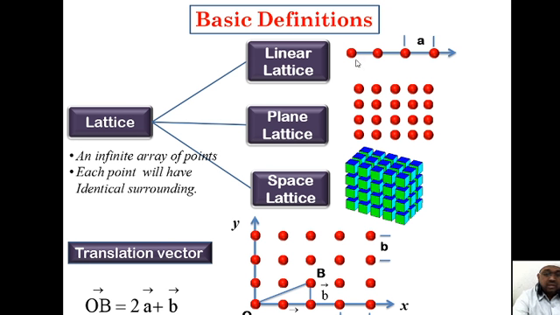You can see this is a one-dimensional arrangement, an array of imaginary points, and the distances between them are identical. That is nothing but what you will write as a magnitude of a. And see why each point will have the same identical surroundings. This point and this point and this point, with respect to any of the neighboring atoms, will have identical surroundings. So this is called the linear lattice. The first figure comes under the category of linear lattice, and here the arrangement is the plane lattice.